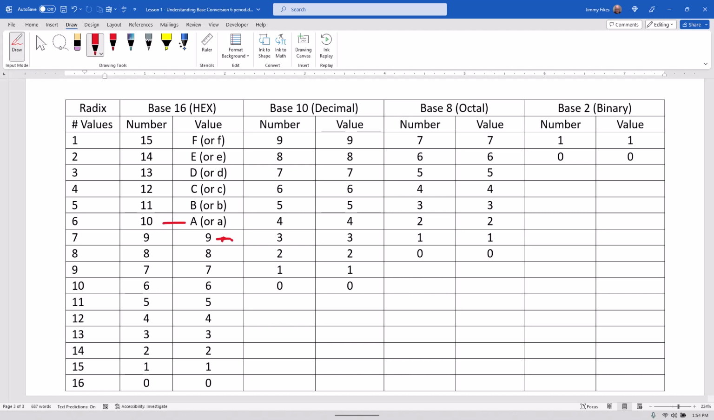10 is expressed with an A. 11 is expressed with a B. 12 is expressed with a C. 13 is a D. 14 is an E. 15 is an F.